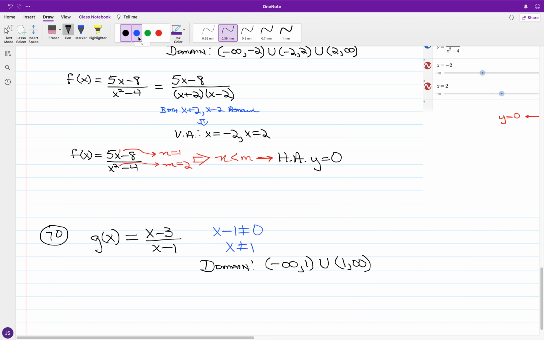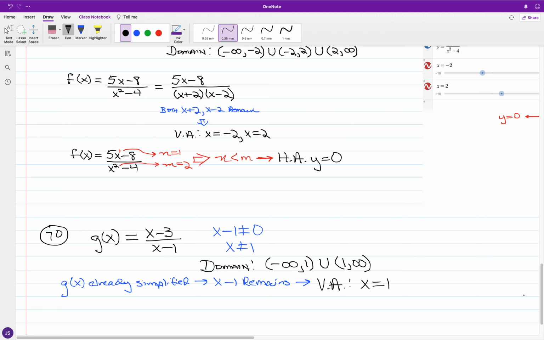And if you notice, g of x is already simplified, or already in simplest form. So that means x minus 1 remains. And since x minus 1 is not going to cancel out, the restricted value is going to form the only vertical asymptote for this rational function. So we have that x is equal to 1.